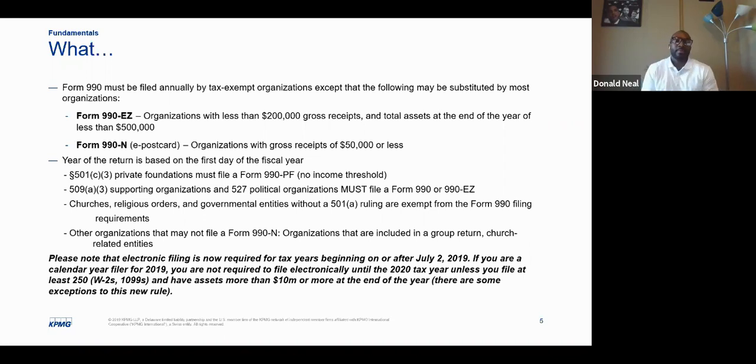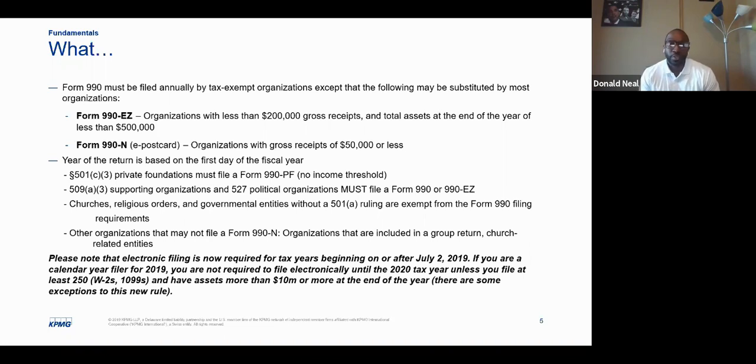990s, for a while, we were not required to file them electronically. Well, beginning on or after July 2nd of 2019, if you are a calendar year filer, you are not required to file the form electronically until the 2020 tax year, unless you file at least 250 forms, and that would be W-2s or 1099s, and you have assets that are 10 million or more at the end of the tax year. Now, there are some exceptions to the particular rule, so we'll touch base on this real quick in regards to that July 2nd, 2019.